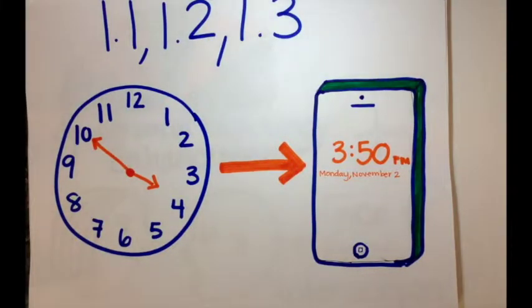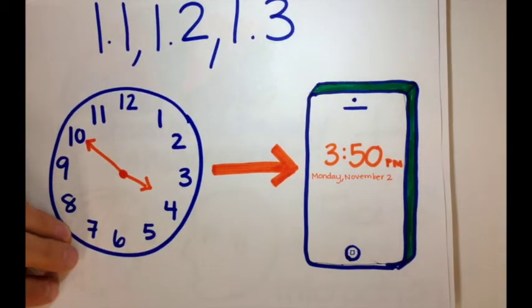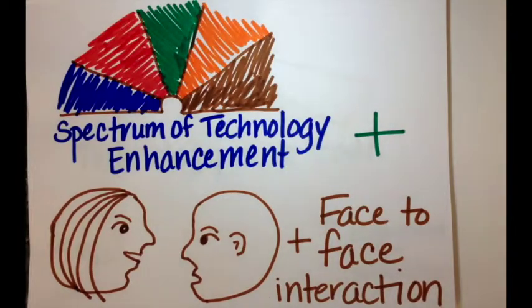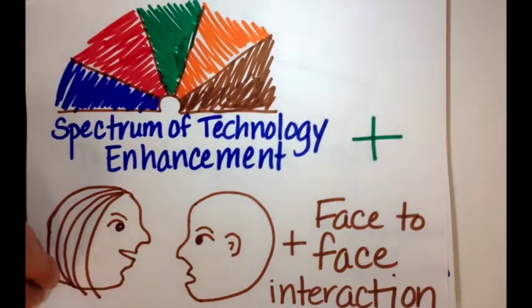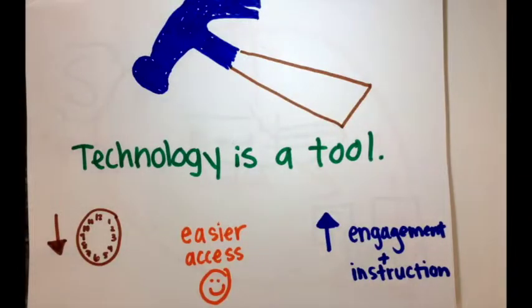Blended learning is a change in the classroom from analog to digital technology. Blended learning includes the spectrum of technology within the classroom, having that variation, including that face-to-face interaction. And technology, most importantly, is a tool.